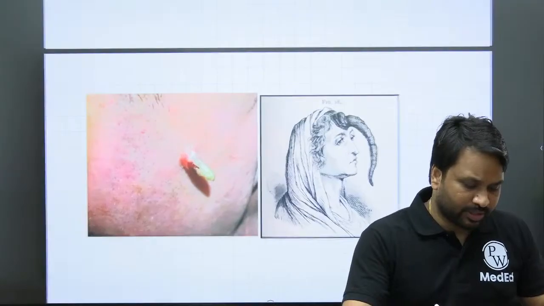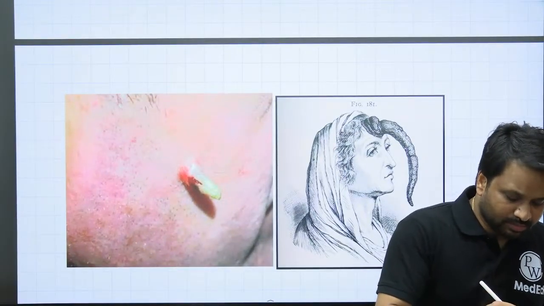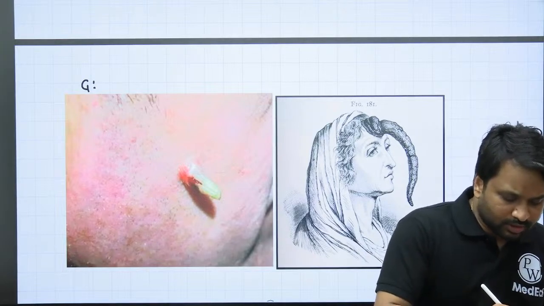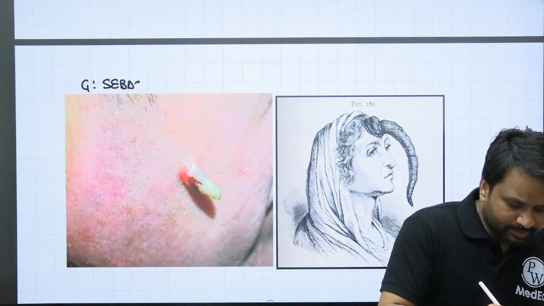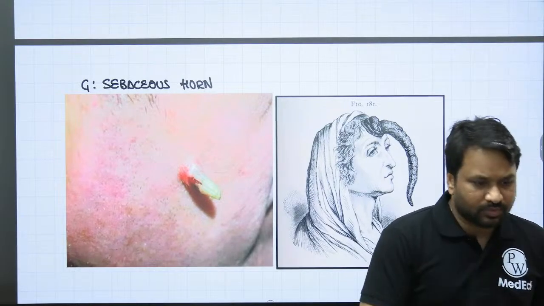So, this is going to be image number A, B, C, D, E, F, G. Now, this is a famous Bailey and Love picture also. This is what we call the sebaceous horn.